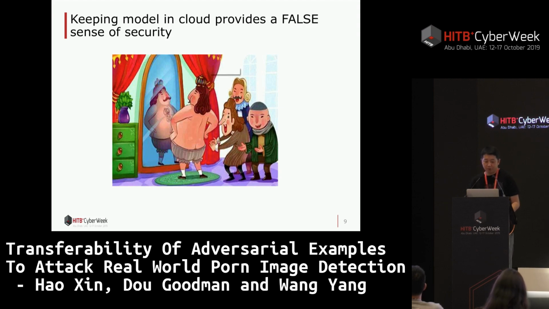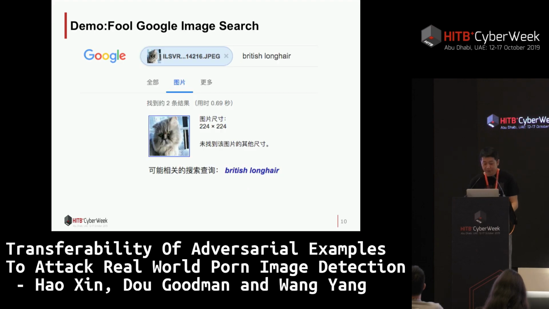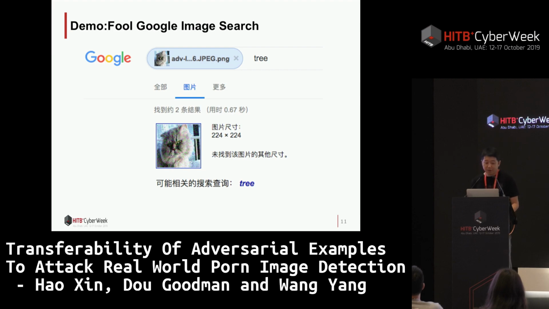Here is an example of using our method against cloud classification services. This is a British long-haired cat. Google's image classification gives the right answer. This is an adversarial example generated by our method. Although it is impossible to get the model information from Google, the attack is still successful. Although there are some perturbations and distortion, the difference between the adversarial example and the original image is not very large. How did we do it?